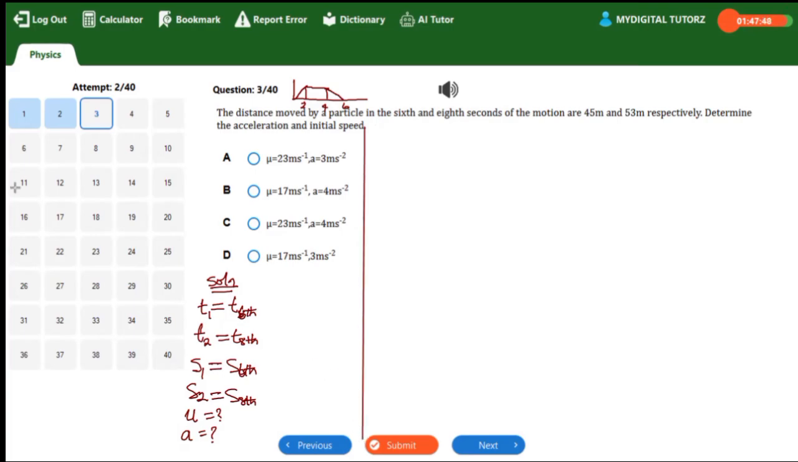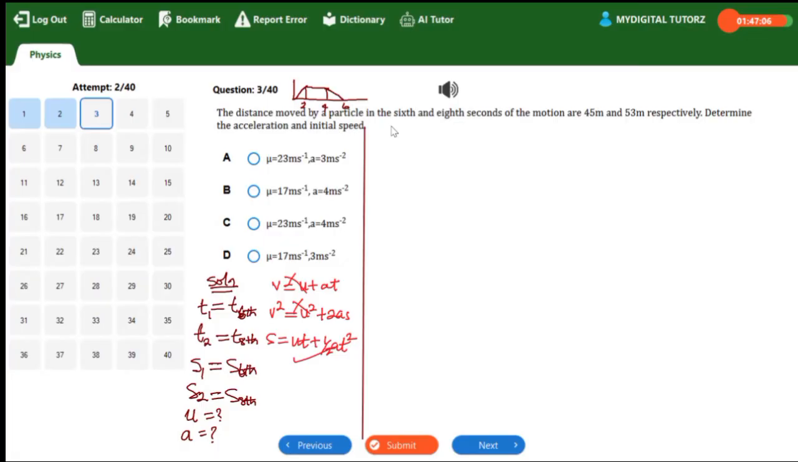So we have three equations of motion. I believe you still remember. We have one that says V equal to U plus AT. We have the one that says V squared is equal to U squared plus 2AS. And we have the one that says S is equal to UT plus half AT squared. So which of these three equations contains all the parameters here? If you look at it, we don't have final velocity, therefore this cannot be used. This one cannot be used. So the only equation that is suitable here is this one. Is that understood?